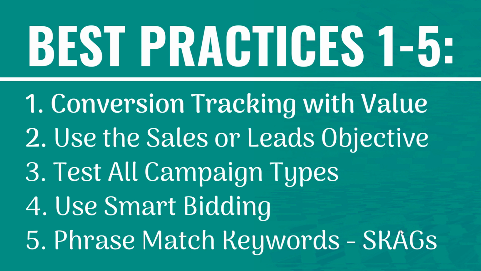So going through them one more time, use conversion tracking, and if you can, incorporate value as well. When you're setting up campaigns, use the sales or leads objective, and then test all the different campaign types that are relevant for your business. Now, since we're using conversion tracking, we want to use smart bidding strategies such as target CPA, target return on ad spend, maximize conversions, or maximize conversion value, so that we can actually optimize our campaigns for the main things happening on our website.